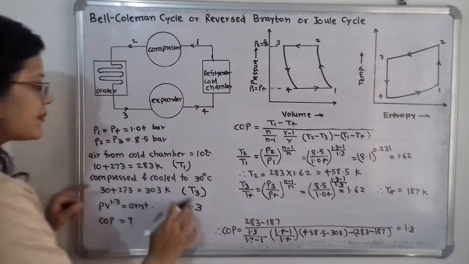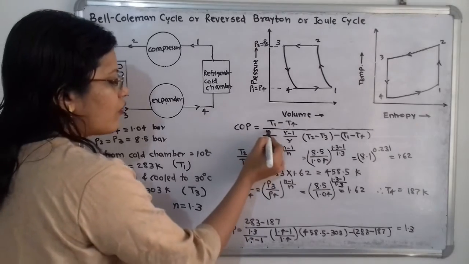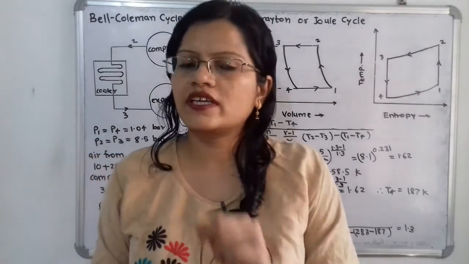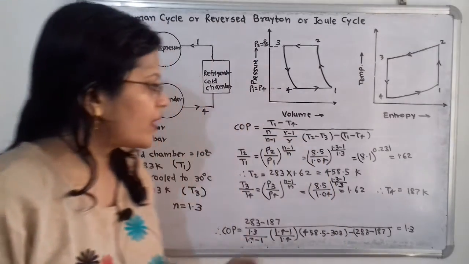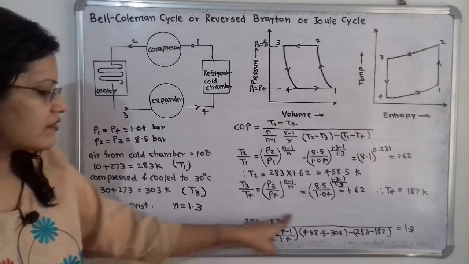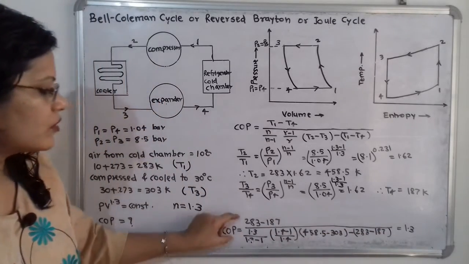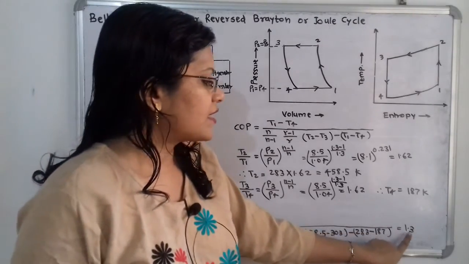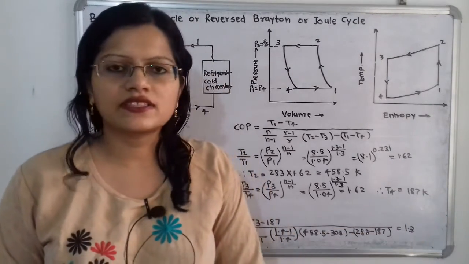So these four temperatures are known. The value of n is also known, and the value of gamma we have to consider here as 1.4. So when we put all the values in this formula, COP is equal to, we have to put all the values, then we will get the answer, that is 1.3, and this is the answer.